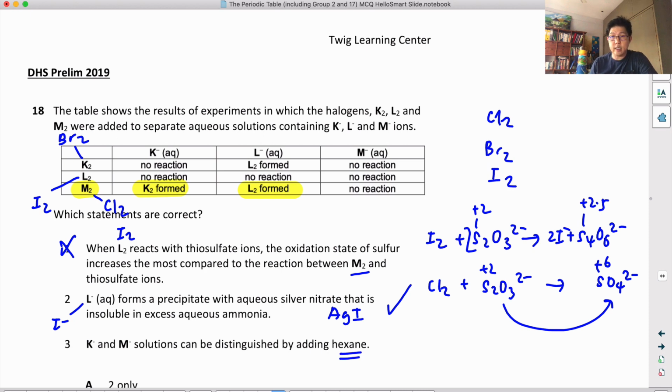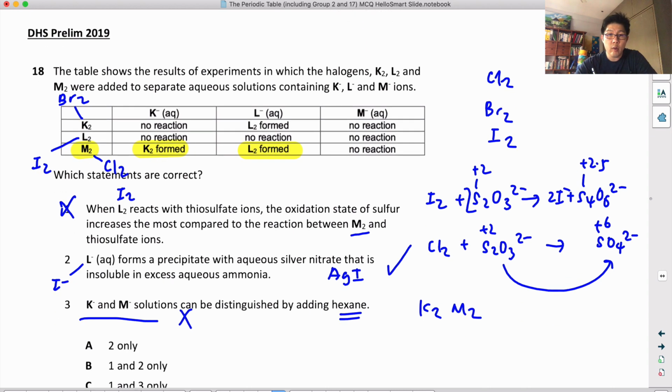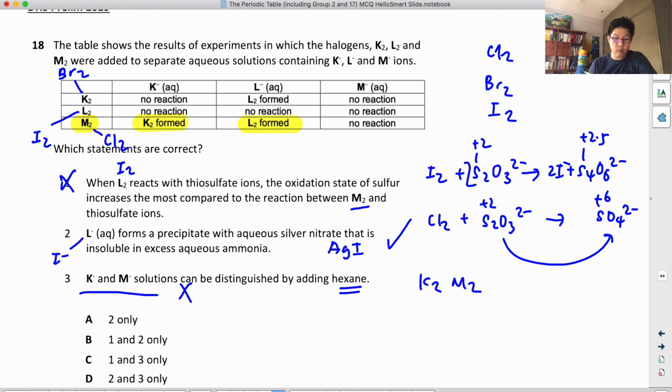K minus and M minus ions can be distinguished by adding hexane. Not true. Hexane can only be used as a solvent for the halogens and not the halides. So it can distinguish K2 and M2, but not K minus and M minus. So this is definitely wrong. So the answer here seems like it's 2 only.